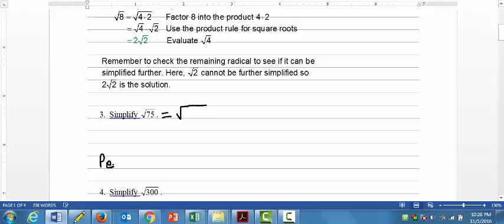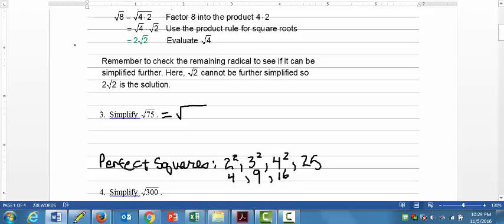So I want to know what's the largest perfect square factor of 75. Well, I need to write the perfect squares. I start by squaring 2, then I square 3, I square 4, I square 5, square 6, and so on. So 4, 9, 16, 25, 36, and so on are my perfect squares. I see that 25 divides evenly into 75, so I'm going to write the square root of 75 as the square root of 25 times 3.